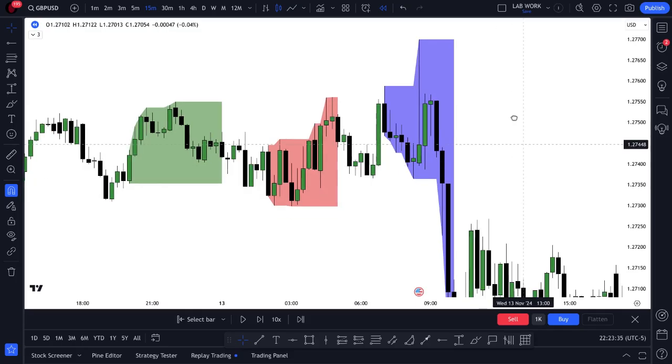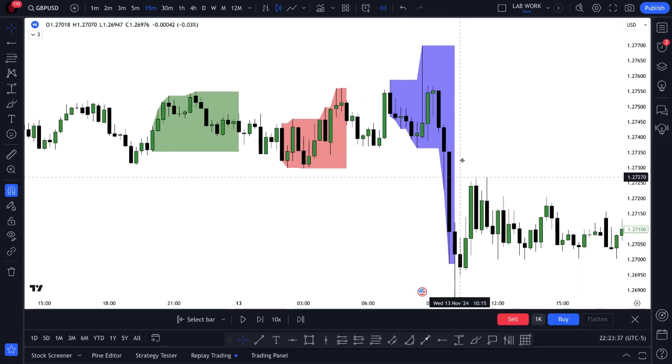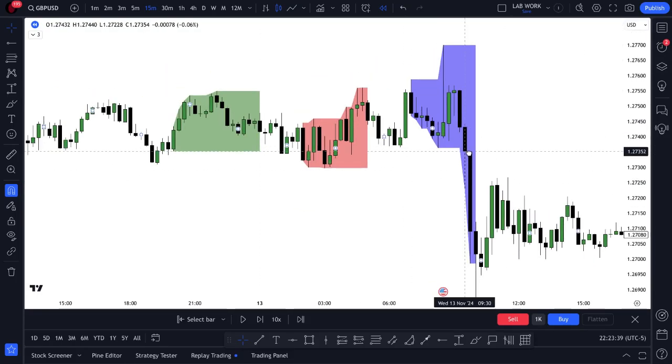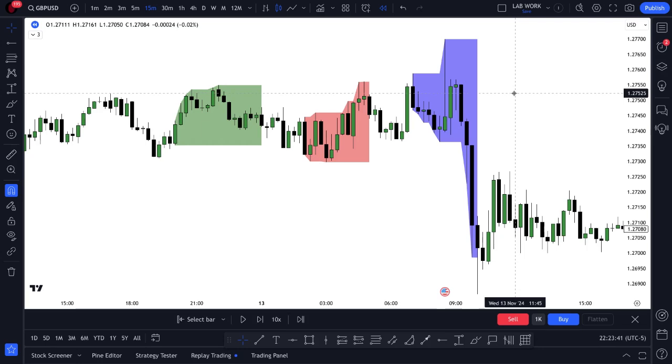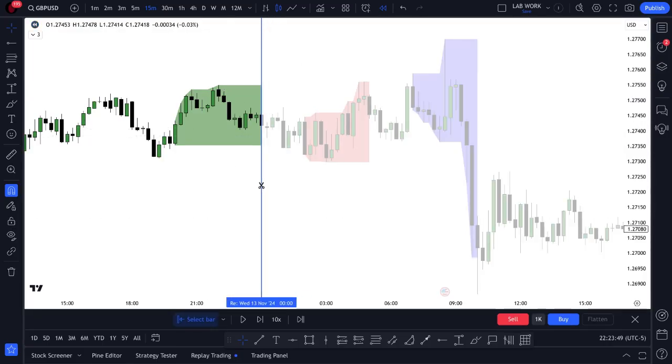Take a look at GU here on this day. Yes, it is hindsight, but if we take a look at the sequence, look at how it runs to the Asian session low and then it runs back up to the Asian session high. So it reverted after running the Asian low.